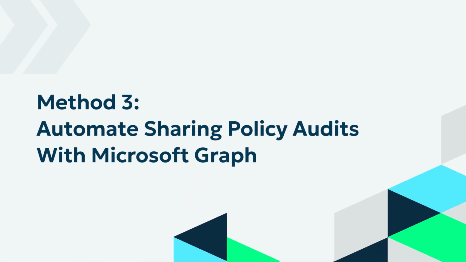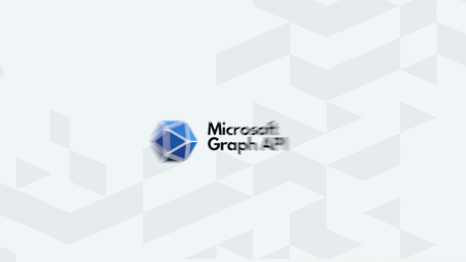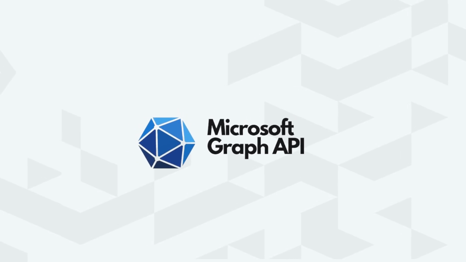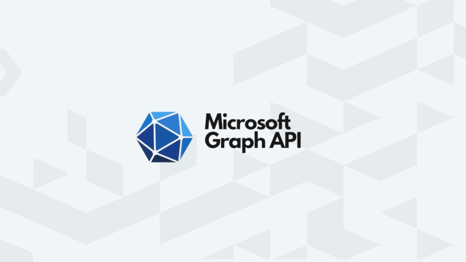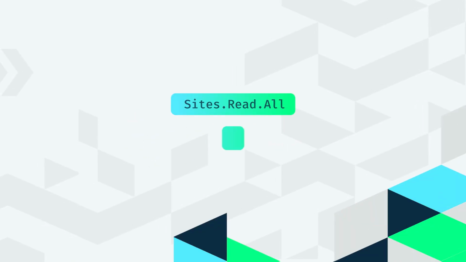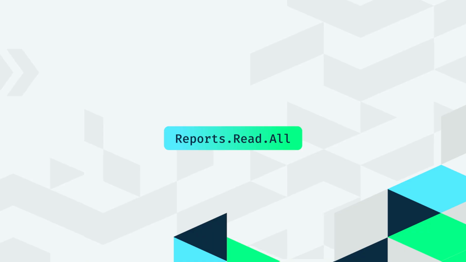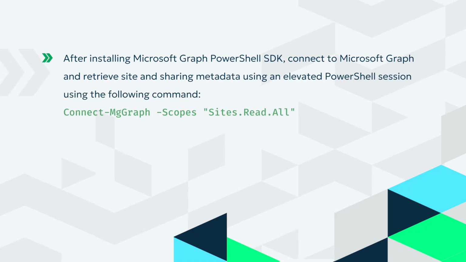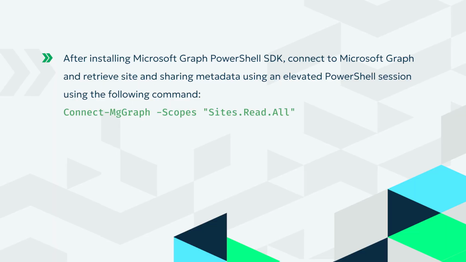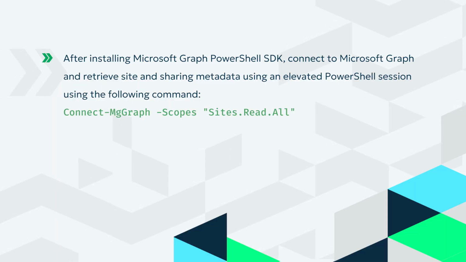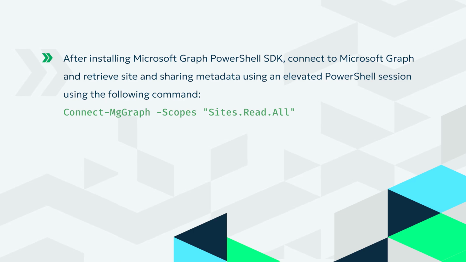Method 3. Automate sharing policy audits with Microsoft Graph. For this method, make sure that you have the Microsoft Graph PowerShell SDK installed and that the appropriate Microsoft Graph API scopes, including sites.read.all and reports.read.all, have been granted. After installing Microsoft Graph PowerShell SDK, connect to Microsoft Graph and retrieve site and sharing metadata using an elevated PowerShell session using the following command.